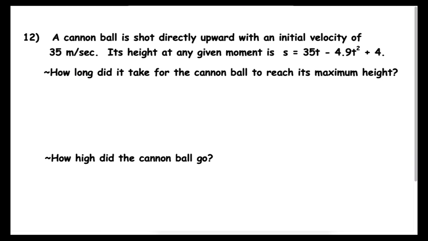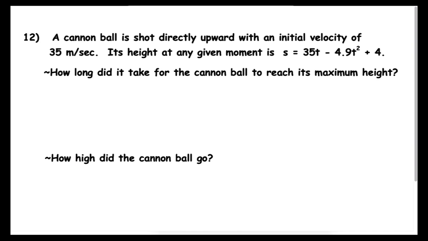All right, we're ready to embark on the third and final day of section 2-2. We'll start with problem number 12. It's a cannonball, which is shot directly upward, which in itself is not the smartest thing to do, but hey, whatever. With an initial velocity of 35 meters per second, so that thing is moving.